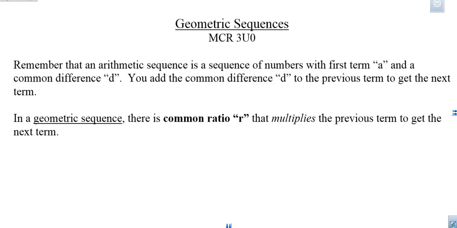In our last lesson, we talked about arithmetic sequences, and in those sequences you have a first term, which we use the variable a for, and then a common difference d. What you do is, starting with the first term, you keep adding the common difference d to the previous term in order to get the next term. Today we'll be looking at geometric sequences where there is a common ratio, we use the variable r, that multiplies the previous term in order to get the next term.